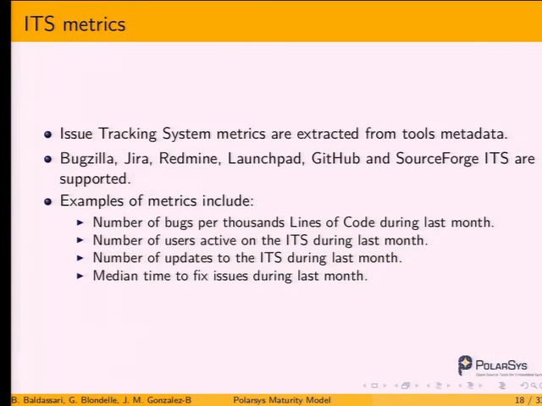The same for issue tracking system. So it's still Grimoire, and Bugzilla, Jira, Redmine, Launchpad, GitHub, and the SourceForge issue tracker are supported. And some examples of the metrics we gather are the number of bugs per 1,000 lines of code, number of active users on the ITS during last month or last 3 months, and so on. Number of updates. So an update is either a comment or when you change the status or whatever. And a time-related metric, which is the median time to fix issues during last month.